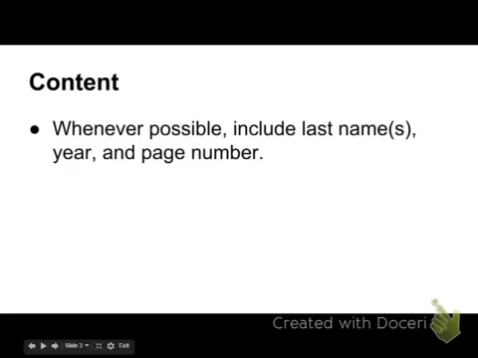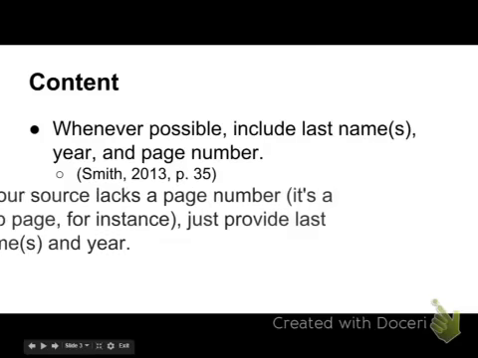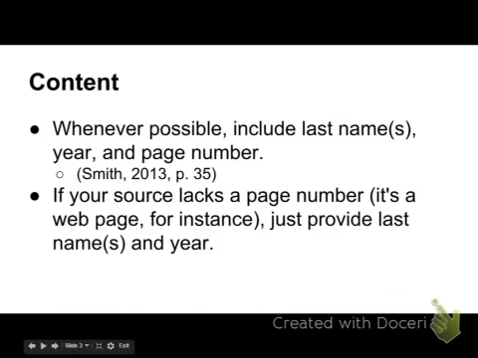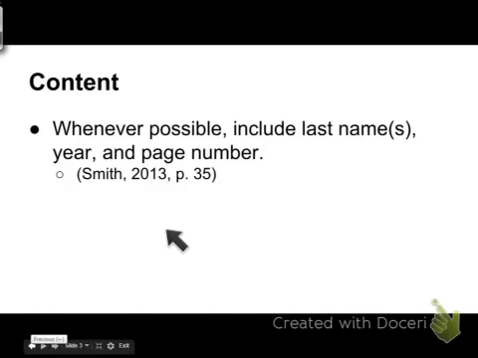So when it comes to content, whenever possible, you want to include the last names. And of course, you're going to run into sources that have multiple authors, so last names, then year, and then the page number, which would look like this. Again, as with the reference pages, punctuation matters. You have to keep all your spacing and your commas and your periods in the appropriate spots within your total internal citation.